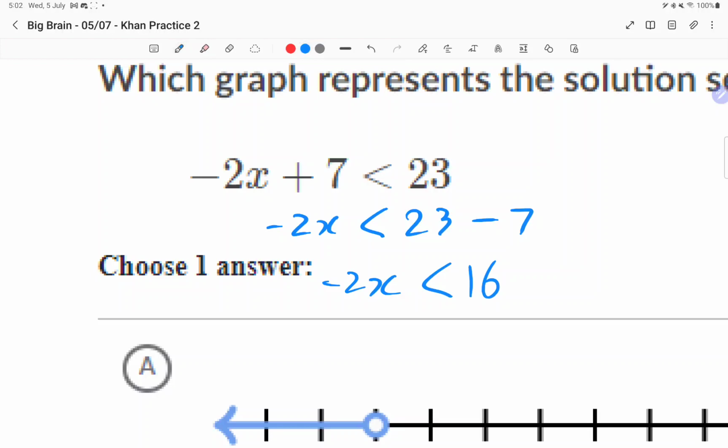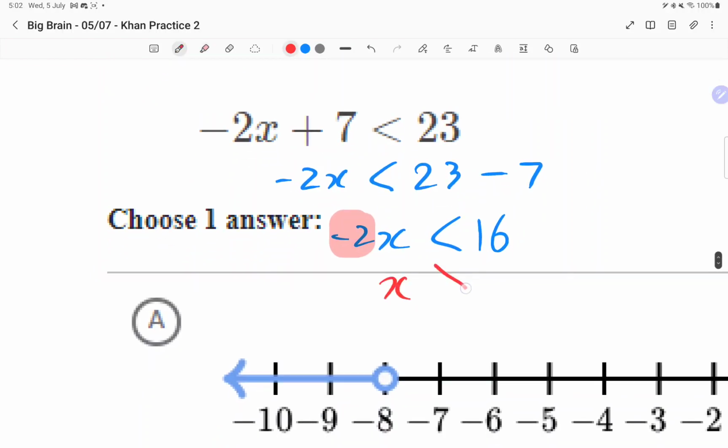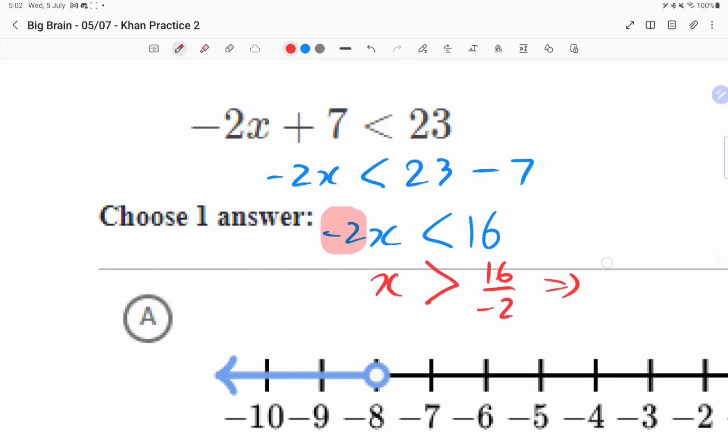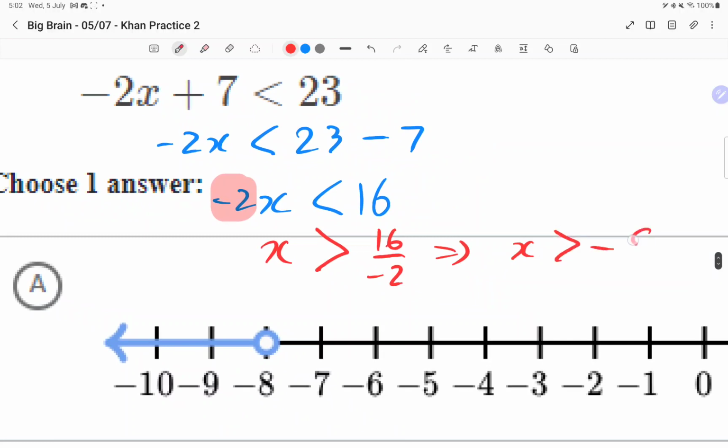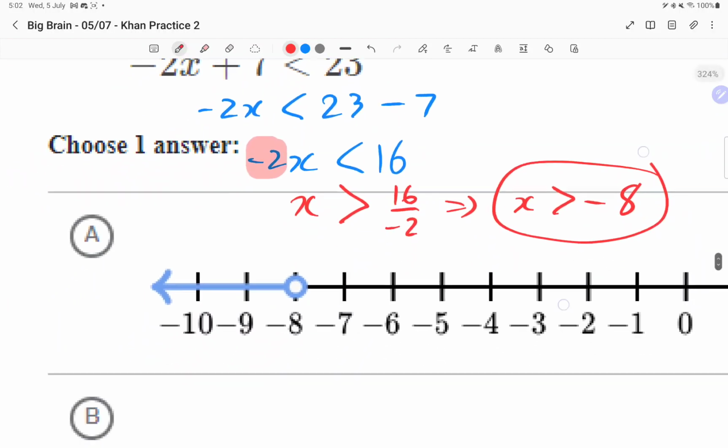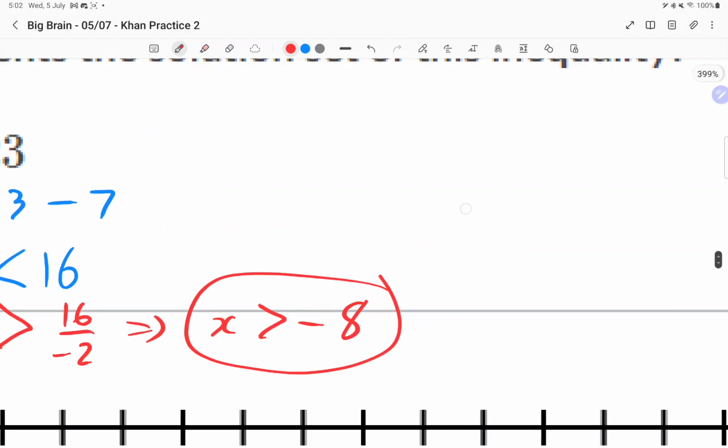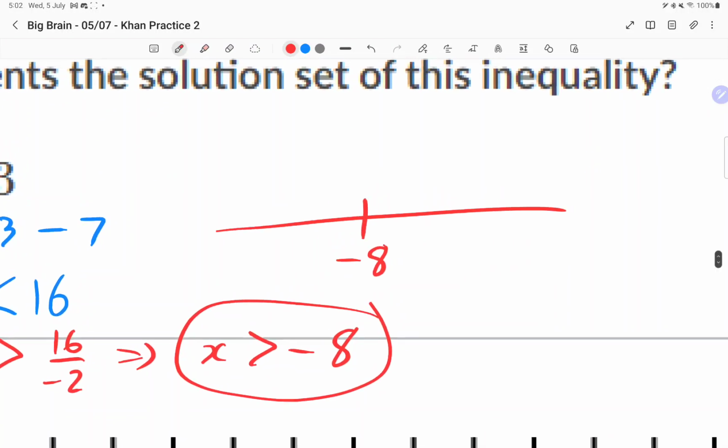Now note that we need to divide by negative 2. And when you divide by a negative number, the sign has to change around. So then that would get you x is more than negative 8. Now, which one represents more than negative 8? Without looking at the answer, let's see what it looks like. Let's say this is negative 8. More than that means it's not including negative 8. If it's equal to, then it will be a solid dot, but it's more than, so it's a hollow dot.